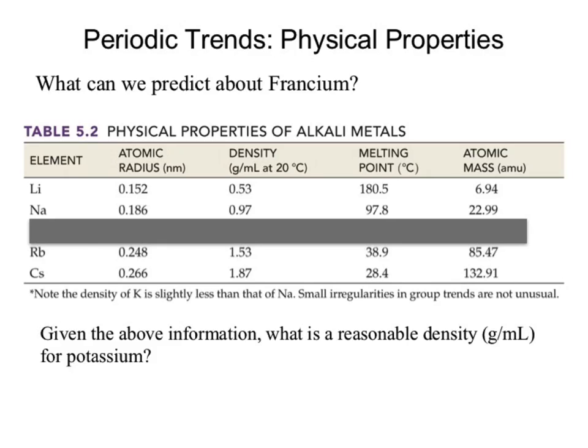So let's get back to Mendeleev because this is also fun. When are we done? 2:15. Okay, cool. Periodic trends, physical properties. We've got a bunch of information here about lithium, sodium, rubidium, and cesium, which all happen to be group 1, also known as the alkali metals. Cool. What can we predict about francium?